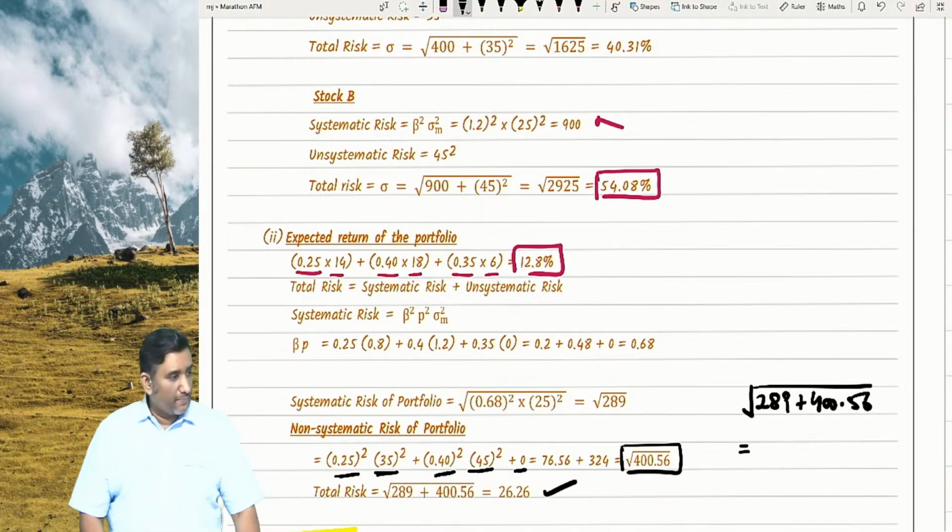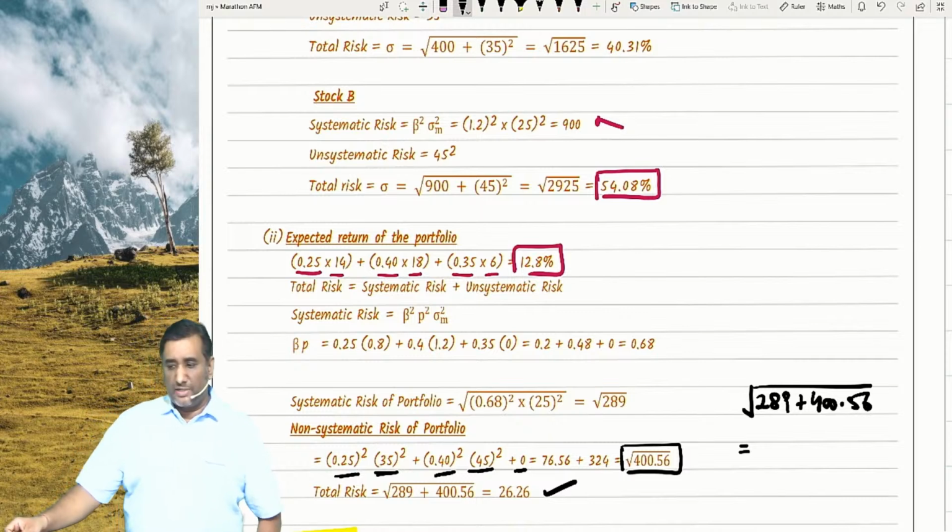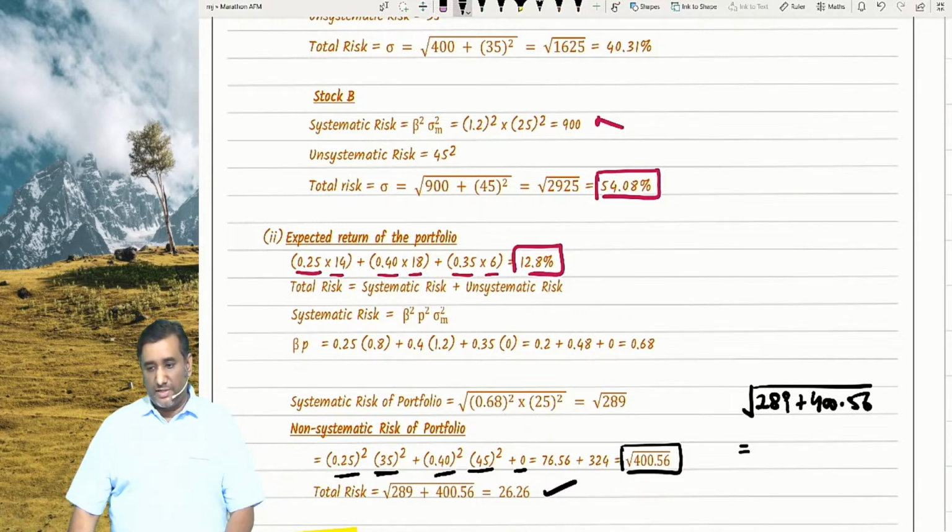Quickly check your numbers once. Done. This was just a warm-up exercise. Just quickly check it out once, please.